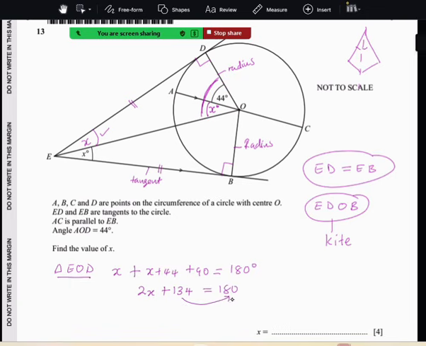Then let's move this to the other side. So 2x is equal to 180 minus 134. If you subtract that, you get 46. Then I'm dividing both sides by 2. So the value of x is 23. That's why it was 4 marks.